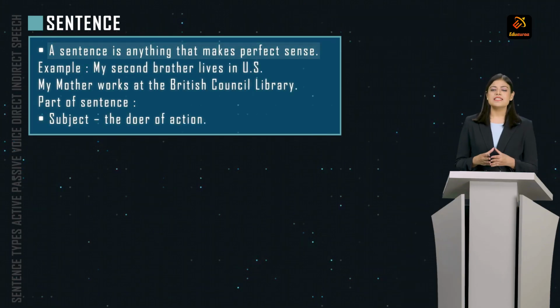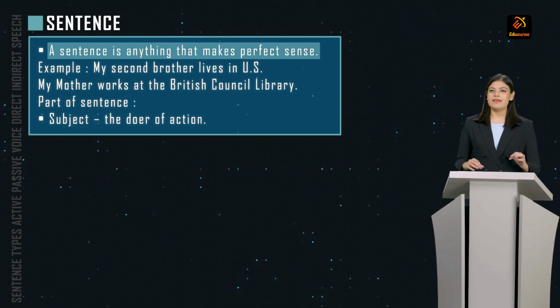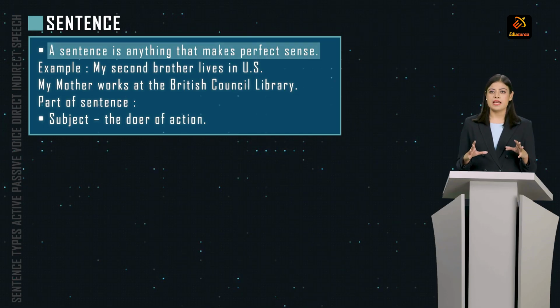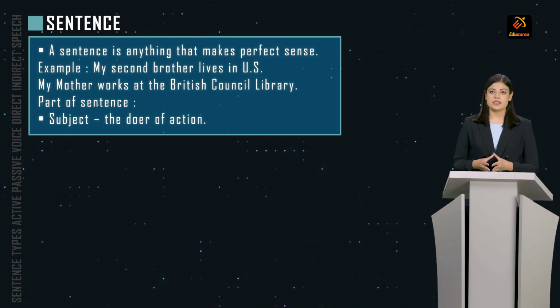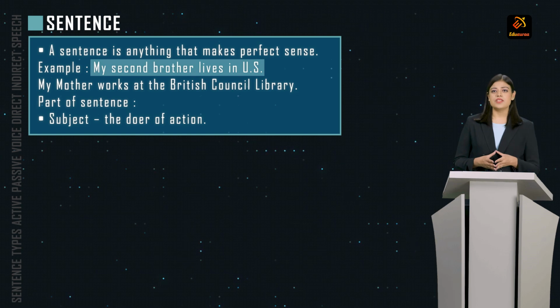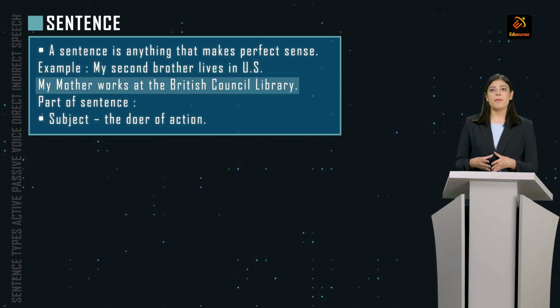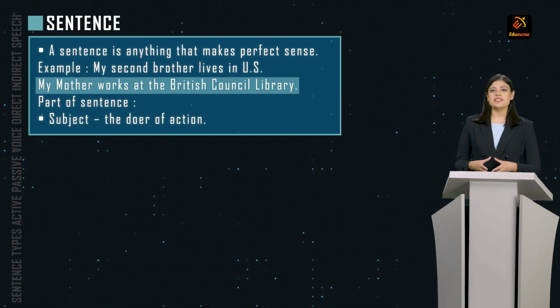So let's start with the most basic grammar question. What is a sentence? A sentence is anything that makes perfect sense. Anything in the English language that you can say that makes sense on its own without giving you extra context. For example, my second brother lives in US. My mother works at the British Council Library. The doctors at this hospital are adept in neurosurgery. All of these are complete sentences.